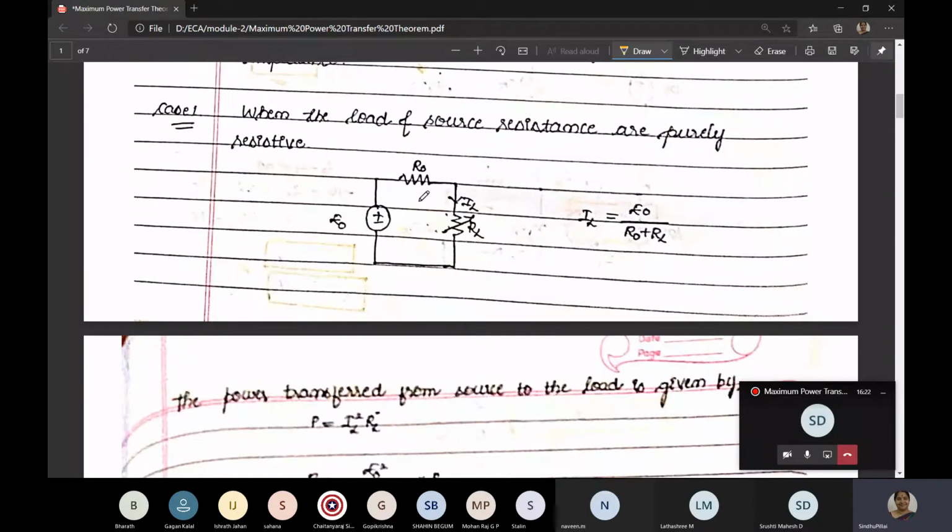Here we have the source resistance R naught and this is the load resistance RL. When both are purely resistive, we have only resistance terms there, we don't have any J term. So that is the first condition, and this is the network that is given. What is the load current here? IL is equal to voltage divided by the sum of resistances. So IL is equal to E naught divided by R naught plus RL. That is the load current.